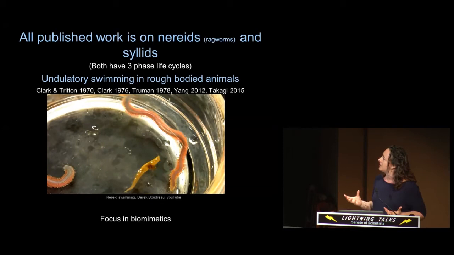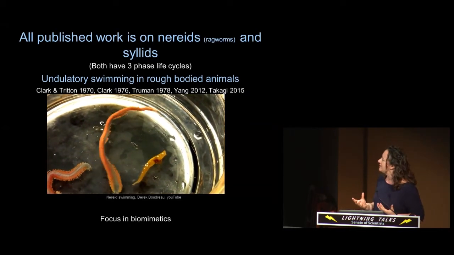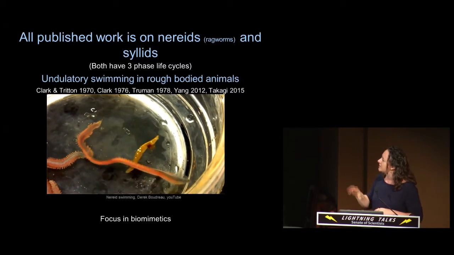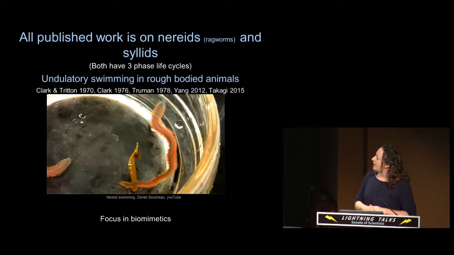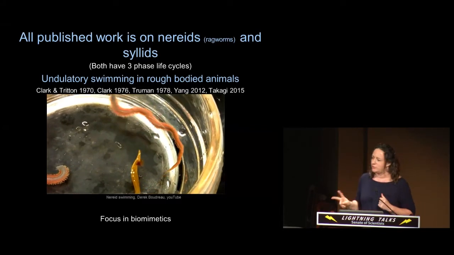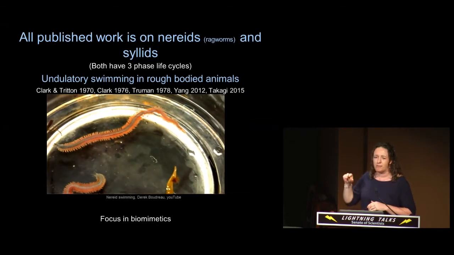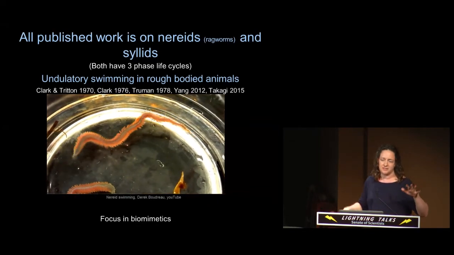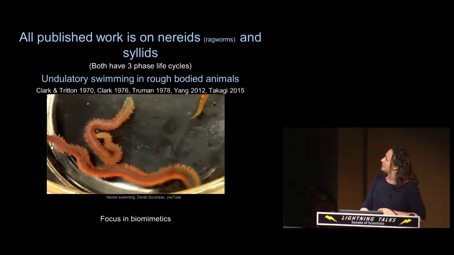To get into this project, I went back into the literature to find out what we know about polychaete swimming in general. And what I found is that we know actually quite a bit. There's been some really nice work on polychaete swimming, but it's all been done on 2 different families, the nereids and the syllids. And the great thing about those 2 families is that they have this 3-phase life cycle. So they have benthic adults and they have pelagic adults.